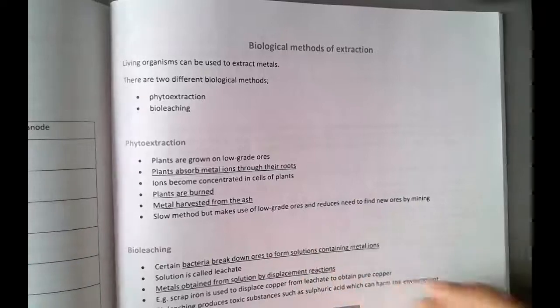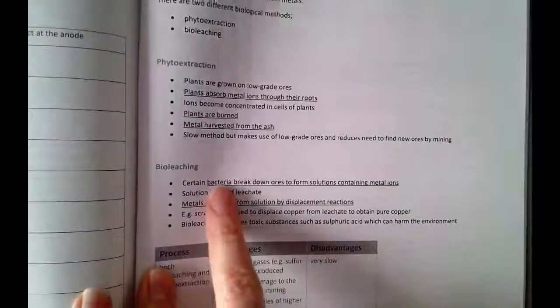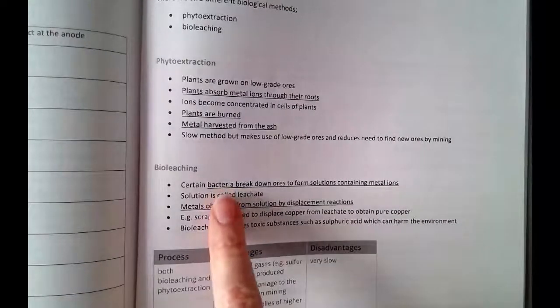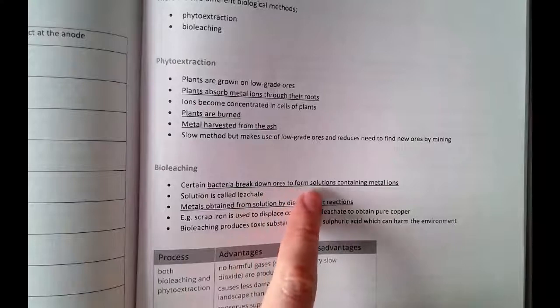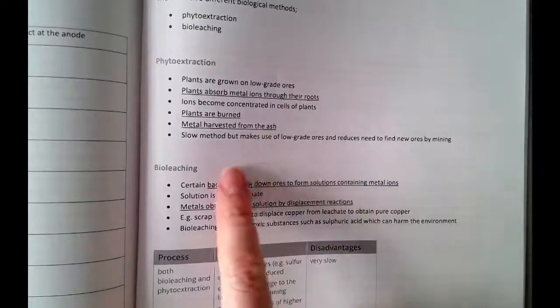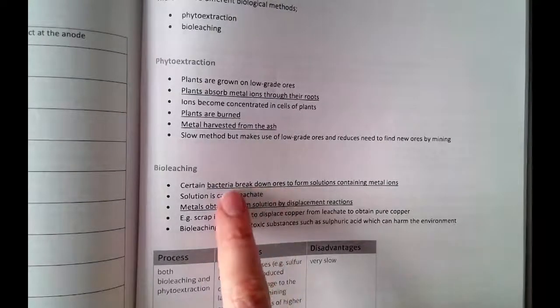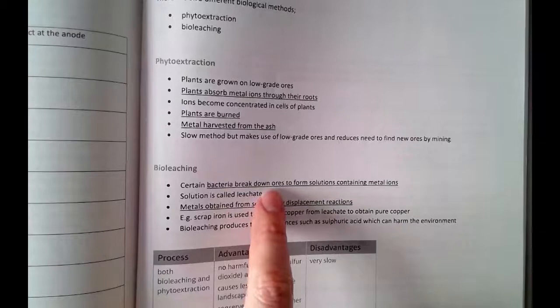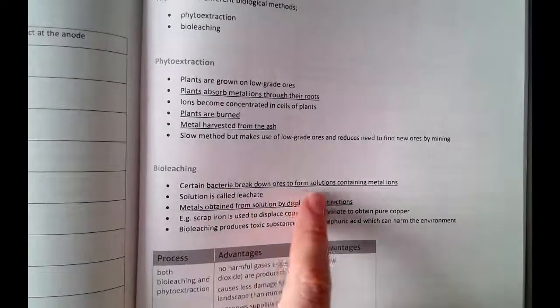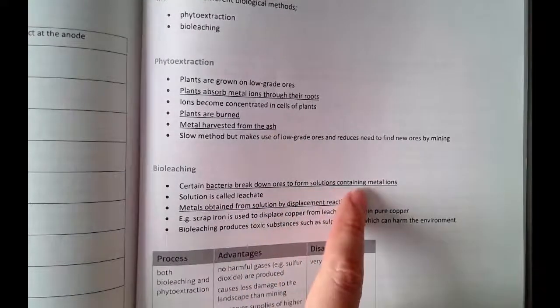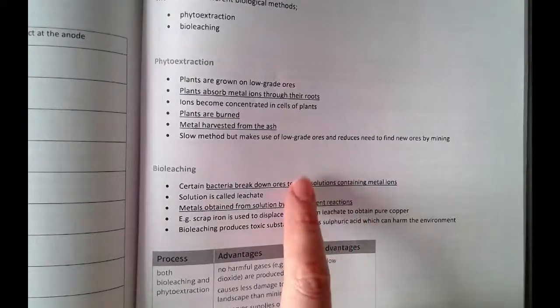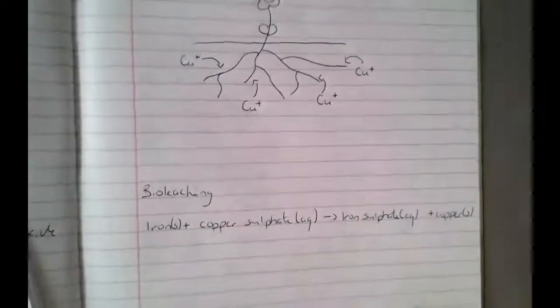The other biological method is called bio leaching. Again, it's a biological method because it uses bacteria, and in bio leaching, bacteria break down ores to form solutions containing metal ions. Remember ores are rocks that contain metal compounds, so you'll use bacteria to break down these rocks, release the metal ions, and form solutions that contain these metal ions. You can then get the pure metal from these solutions by using a displacement reaction.